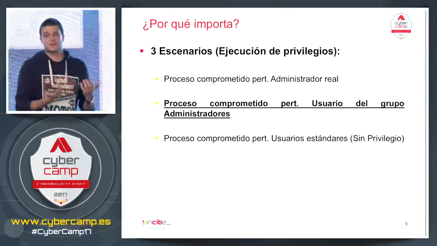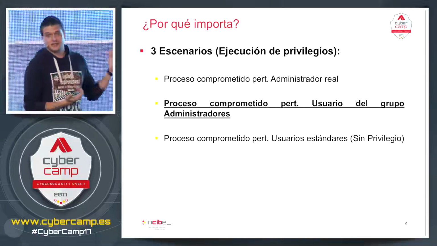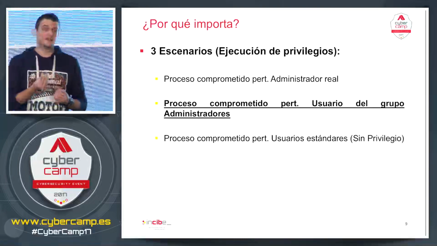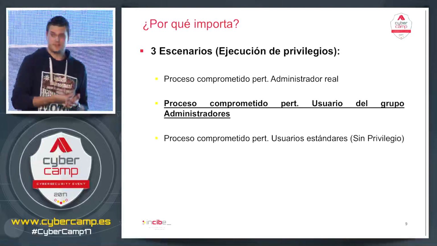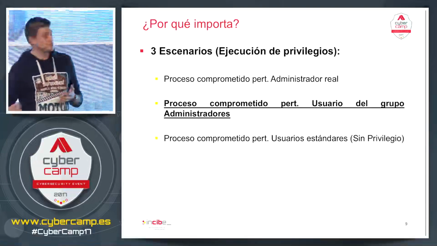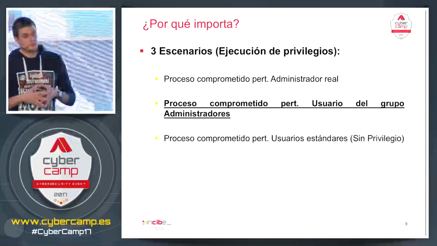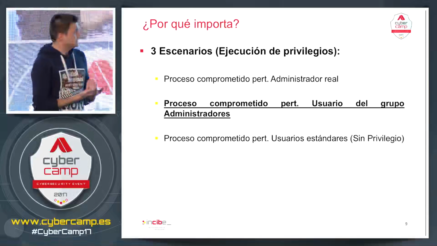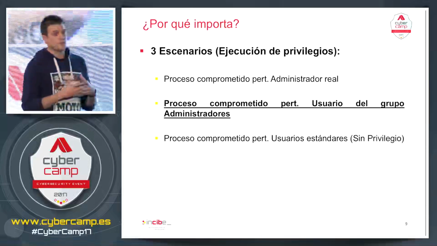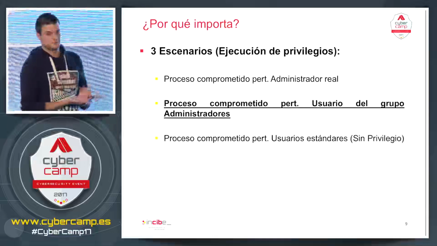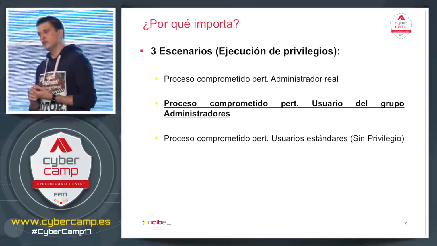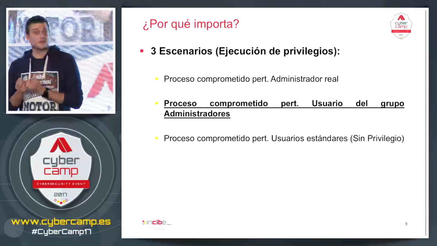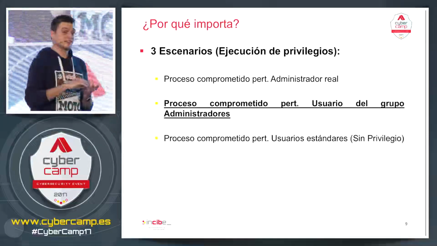But when you access a system, normally we're not that lucky. On a Microsoft system, the actual machine administrator comes by default. Second case, the compromised process belongs to the administrators group. Maybe the user belongs to an administrators group.